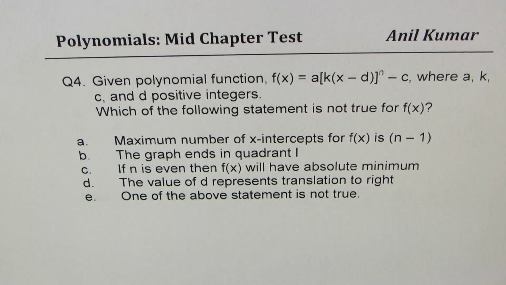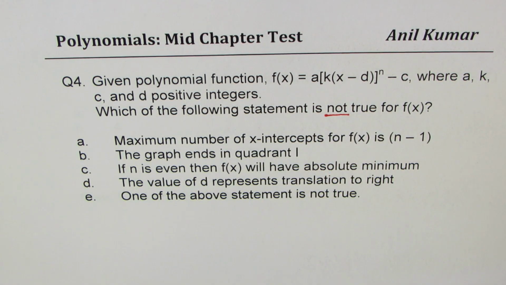Question number 4. Given polynomial function f of x equals to a times, within brackets, (k x minus d) to the power of n, minus c, where a, k, c, and d are positive integers, which of the following statements is not true for f of x?